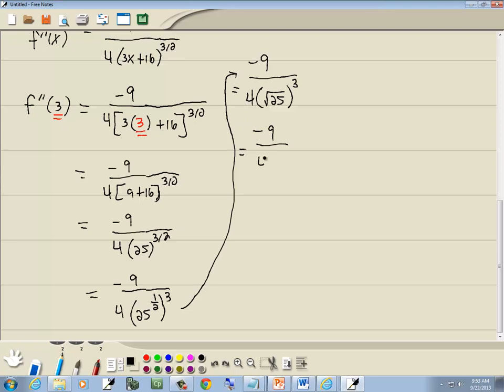Which then gives us negative 9 over 4, and square root of 25 is 5, so we've got 5 to the third. 5 times 5 is 25, times another 5 is 125. And I think that gives us 500. Let me think. Yeah, 500. So assuming no basic math error, that would be your answer. Negative 9 over 500.